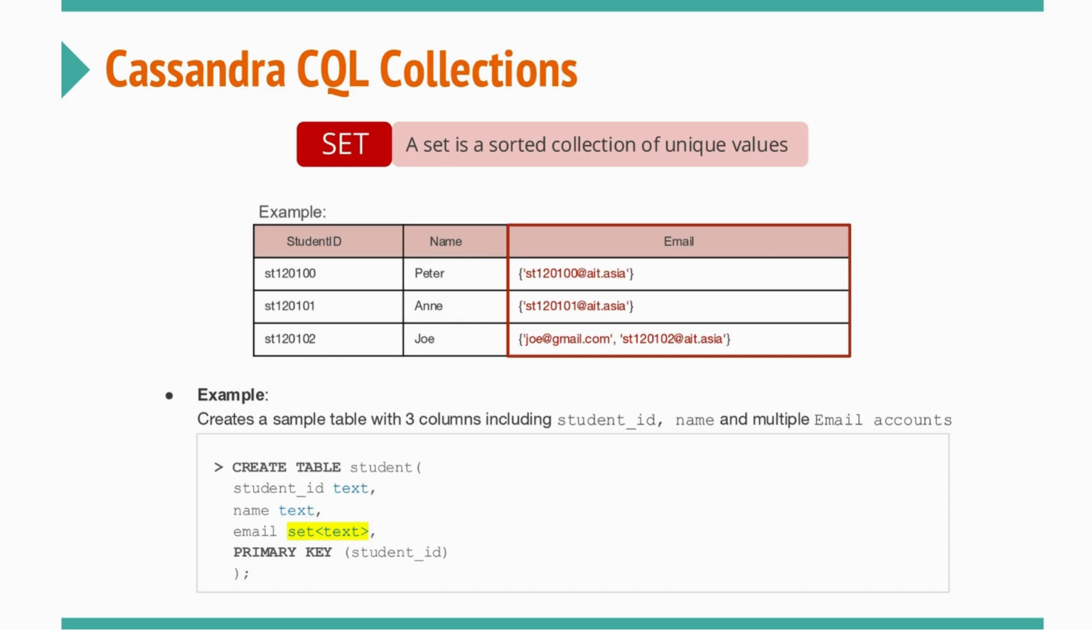First, let's look at set. A set is a collection of unique, sorted values. It's perfect for things like tags, or in this case, a list of email addresses for a student, where each email should only appear once. We define the column email with the type set<text>. As you can see in the example data, the student Joe has 2 unique email addresses stored in his email set.